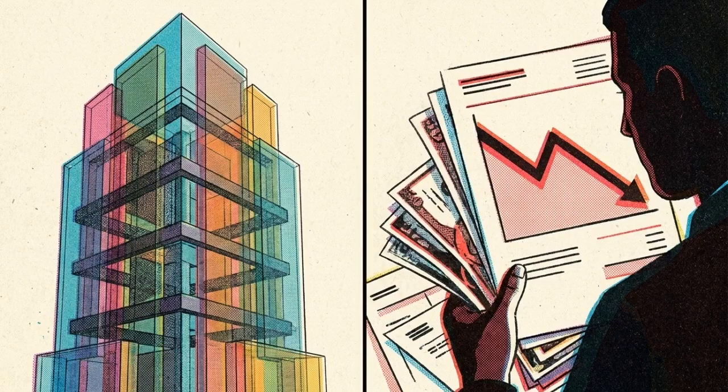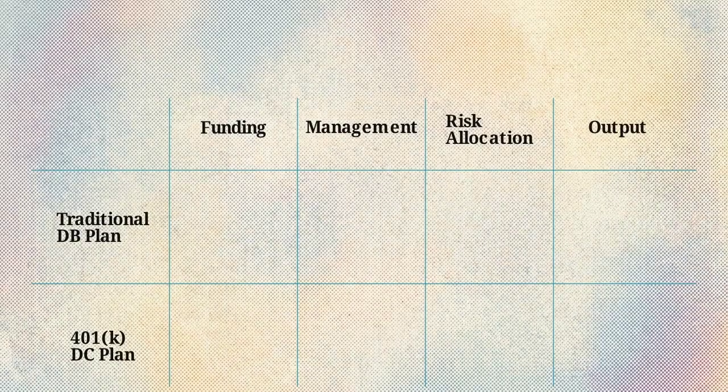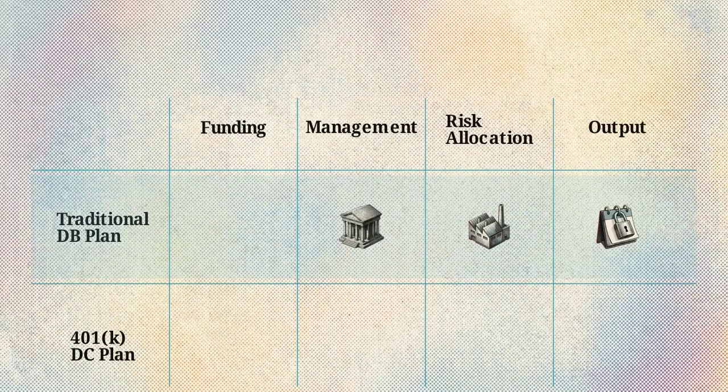The transition from DB to DC served as a highly effective corporate liability shield, but it failed to allocate systemic risk efficiently. To resolve this, we have to look at a third option: the collective defined contribution plan. This four-vector matrix compares pension architectures: funding, management, risk, and output. Looking at the traditional DB column, its defining characteristic is the strict legal promise. The employer guarantees a fixed monthly output to the retiree for life, bearing all the investment risk.